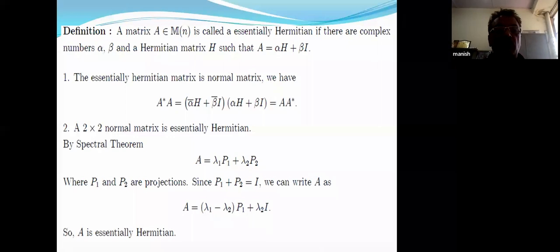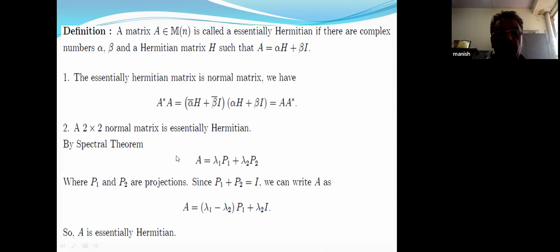Now, a further extension of Hermitian matrices is essentially Hermitian matrices. Essentially Hermitian matrices are those matrices which can be written in this form: alpha H plus beta I, where H is a Hermitian matrix. First, note that essentially Hermitian matrices are normal matrices. Why? Because A star A, we calculate this expression. This is same as A A star. Also, a 2 by 2 normal matrix is essentially Hermitian.